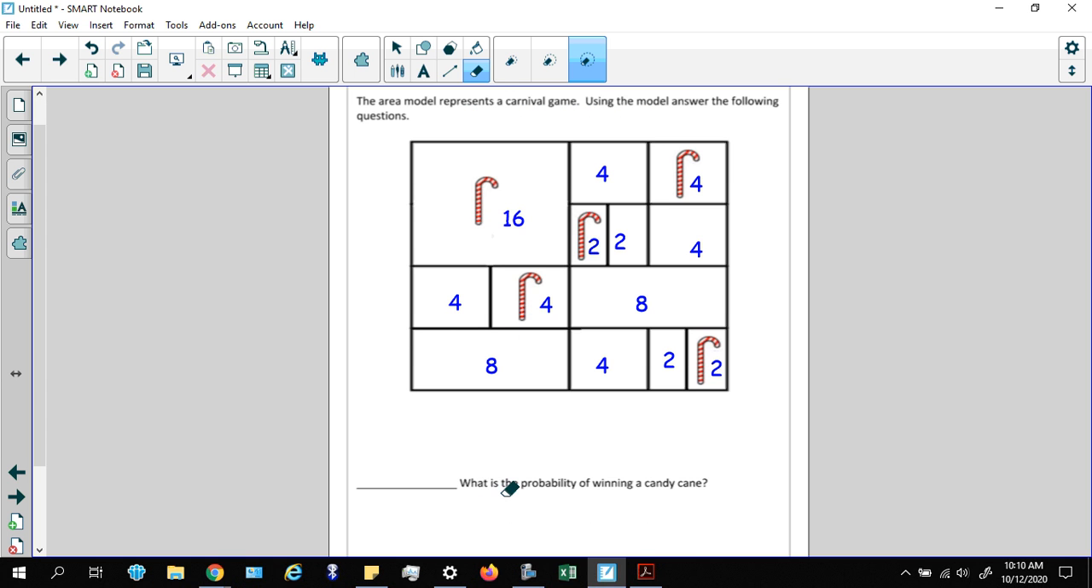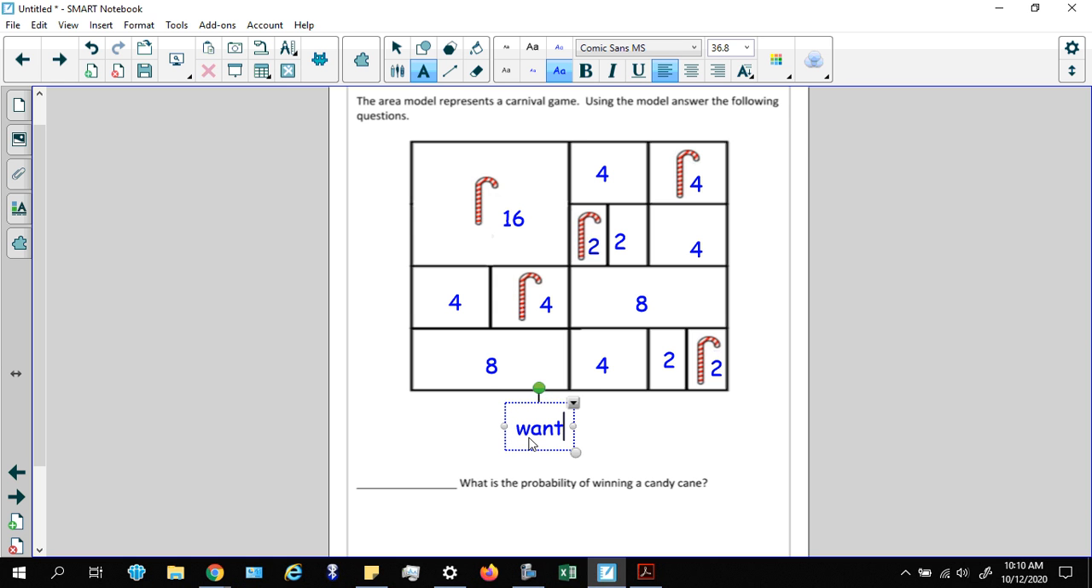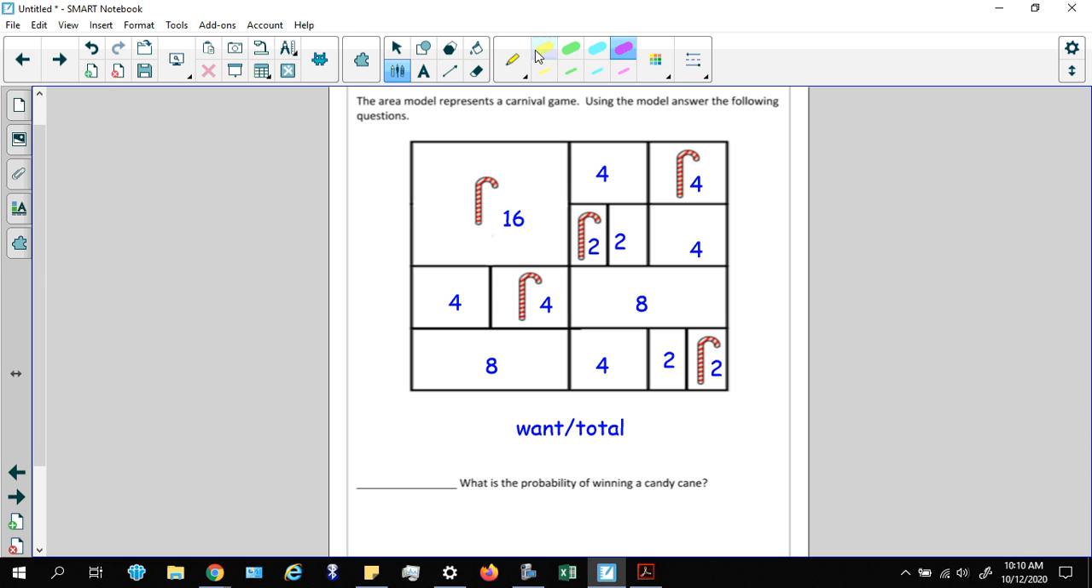Now, what is the probability of winning a candy cane? Remember, when you are doing probability, it's what do you want divided by the total. All right. So what I want is a candy cane. So I'm going to go ahead and go through all these rectangles. Okay, that's a candy cane rectangle. That one is, that one is, that one is, and that one is. All right, so I'm just going to add all that up. So 16, I believe that ends up being 28.